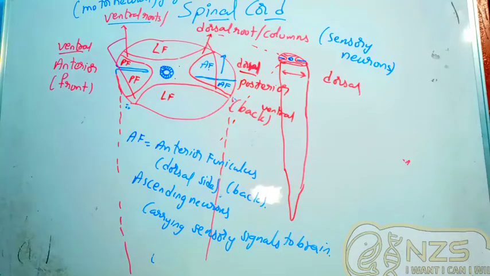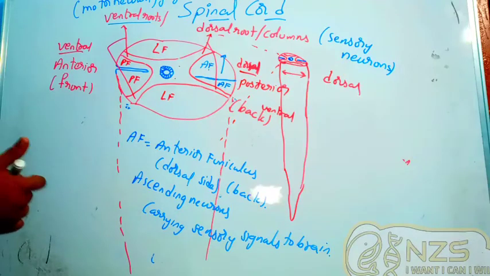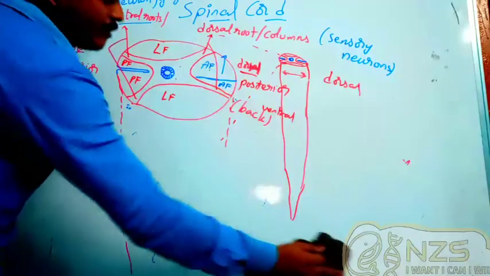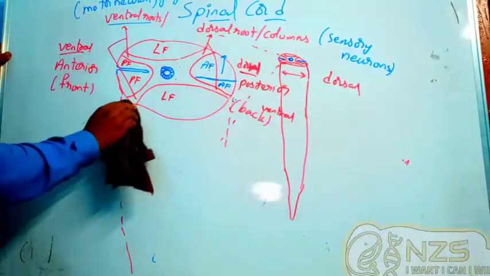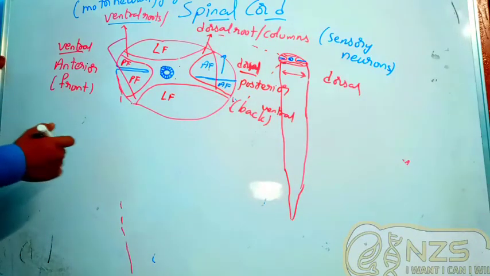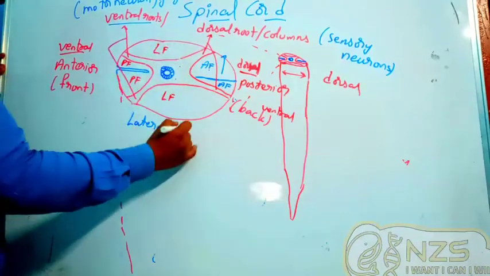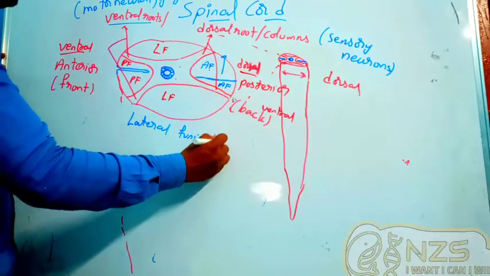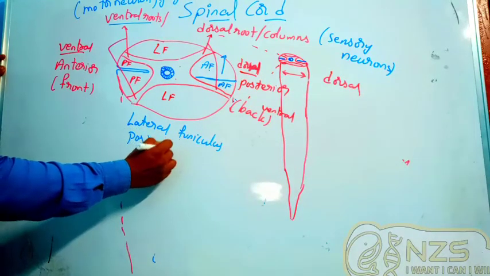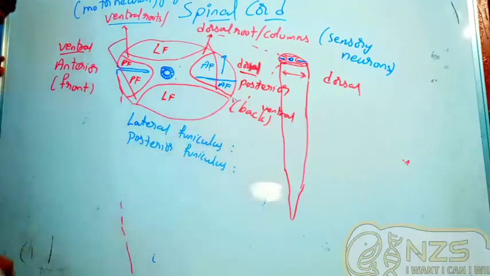Okay. Now the issue is with these two. What are the LF and PF? So again I'll write here only. I'll wrap this part and I'll write. So what is meant by LF now? LF means lateral funiculus. PF means posterior funiculus. So we have a lateral funiculus on the two sides, and this single part is called the posterior funiculus. Okay, lateral funiculus and the posterior funiculus.